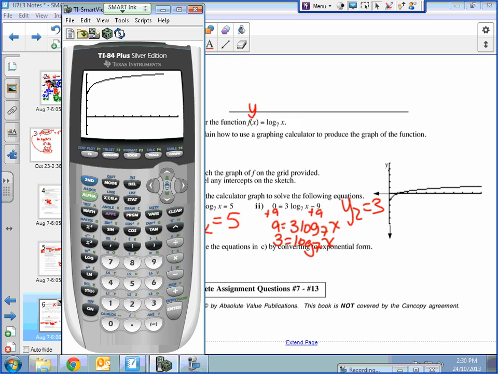Did it work? Is it pretty close? Okay, so let's see if it works. So we're going to put 3 into our y2. So go back to your y equals, and to your y2 equals, just put 3. And when you graph that, it should look like that. No? Yes?